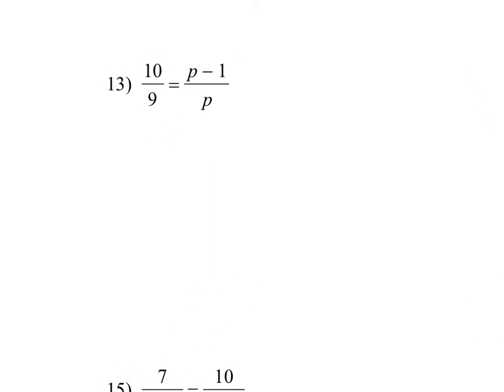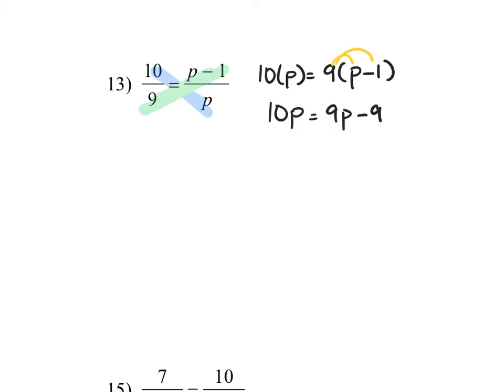Okay, 2 more problems in this video. All right, again, on number 13, same idea. You want to do the cross product. Okay, and that's going to end up with 10 times p is equal to 9 times p minus 1. 10 times p is 10p. Then you want to distribute that 9. You end up with 9p minus 9.